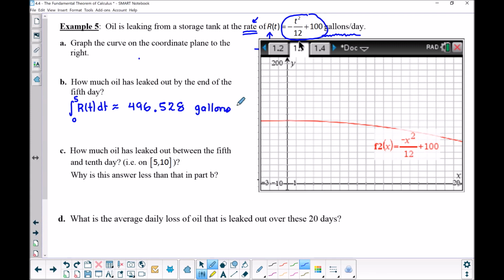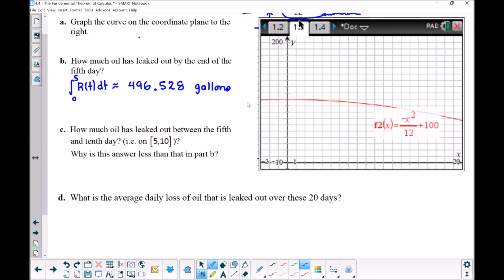we definitely want to make sure that we put the correct label there. Okay, now. Oh, okay, I get it. Okay, so for part C, how much oil has leaked out between the 5th and the 10th day? Well, you guys are going to do something very, very similar here.